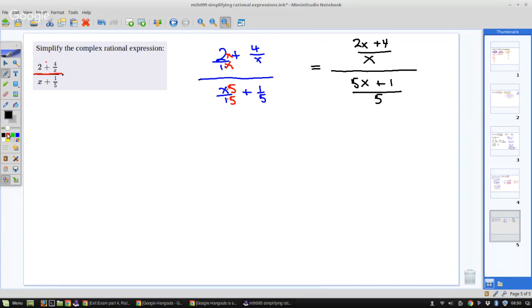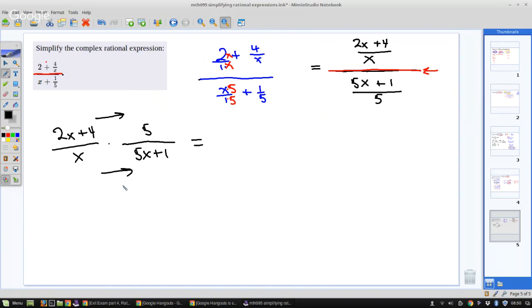However, the next trick is to note that if you take a fraction and divide by another fraction, division of fractions is multiplying by the reciprocal. So I'm going to change this division here to multiplying by the reciprocal. That means I take this guy here, 2x plus 4 over x, and I multiply it by the reciprocal of the denominator, and that would be 5 over 5x plus 1. Multiplying fractions, you just multiply the numerator, multiply the denominator.